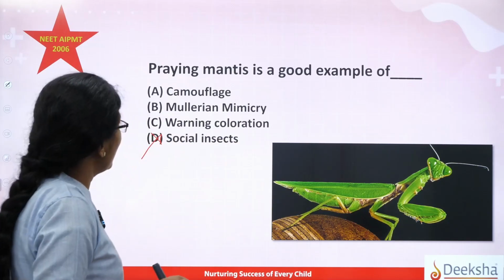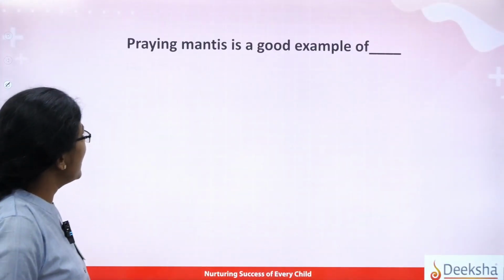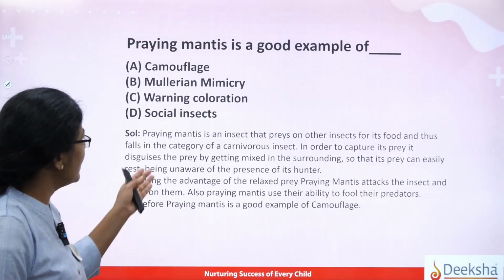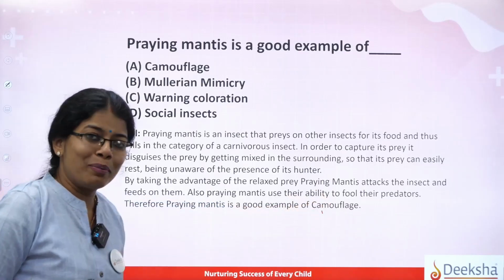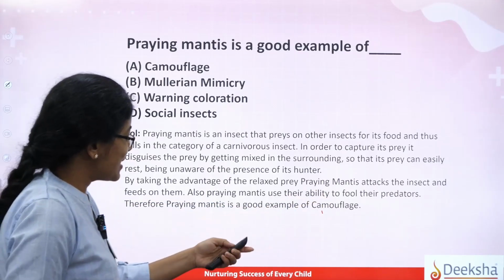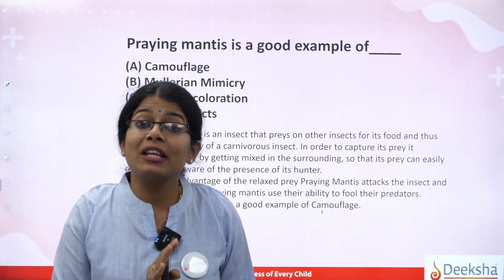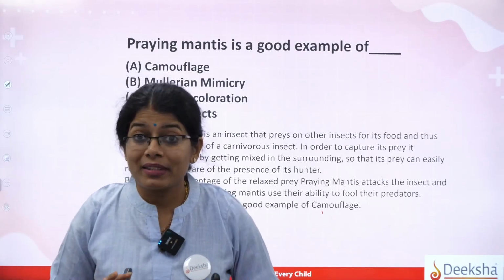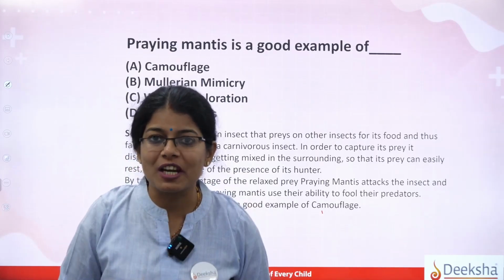So these are some of the examples, and yes, for the praying mantis, as I said, the answer here would be option A, camouflage. So you can make out clearly here, the praying mantis uses this ability to fool its predators, and that's why it's a good example of camouflaging. One more example of camouflage we can give here is the chameleon. The chameleon also shows the camouflaging property. In the lower standards you must have studied about that.